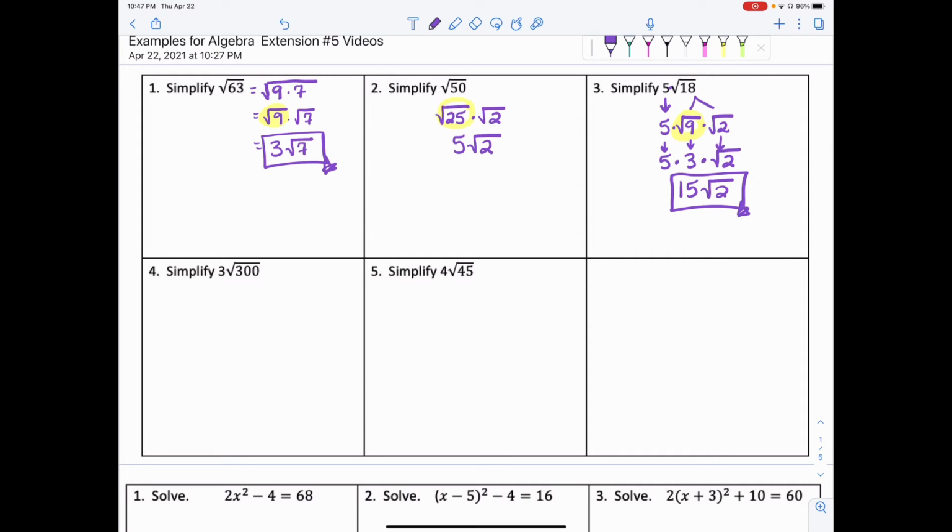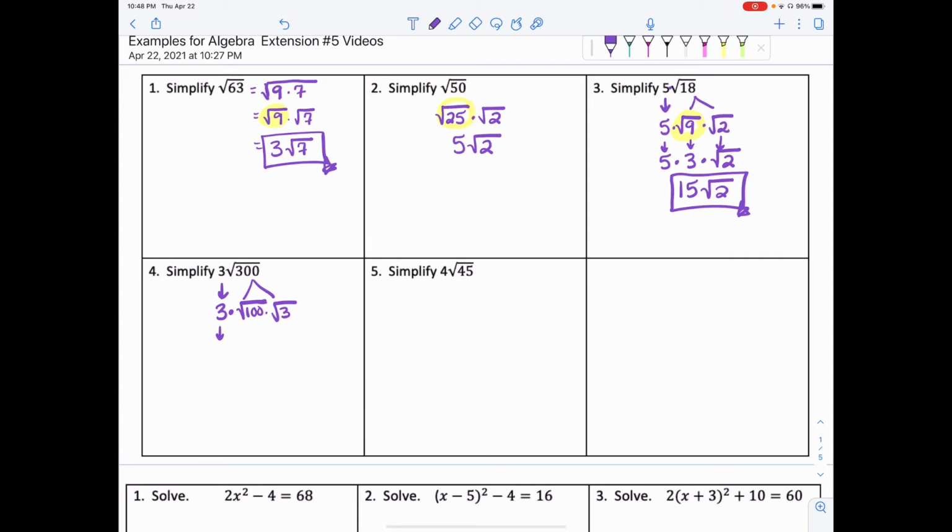So if I try number 3, I'm going to bring the 3 down, times, I'm going to split the square root of 300 up into two factors. I'm looking for a perfect square that is also a factor of 300. So 100 comes to mind. Maybe you thought 25 or 4. You could use those, but you would have to keep simplifying. The square root of 100 times 3.